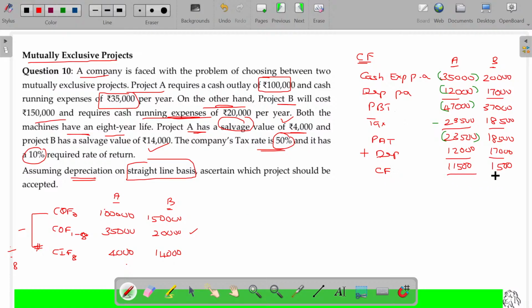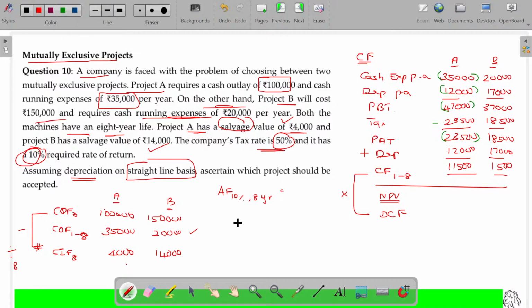Now, this is per annum from year 1 to year 8. Now we have to calculate the NPV, the discounted cash flow for this one. You have to find out the annuity factor at the rate of 10% for 8 years.